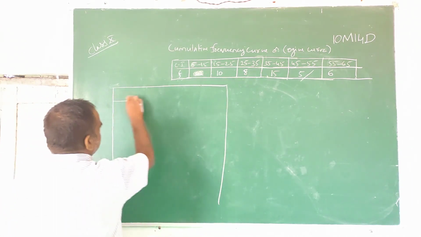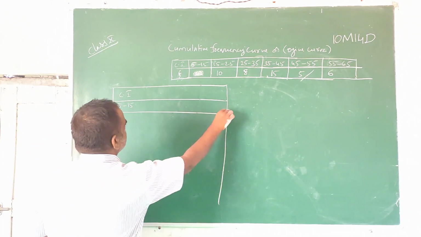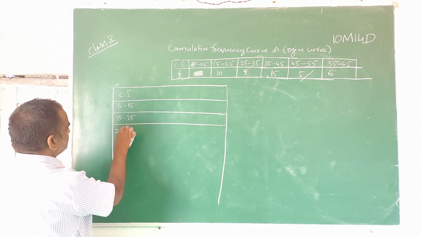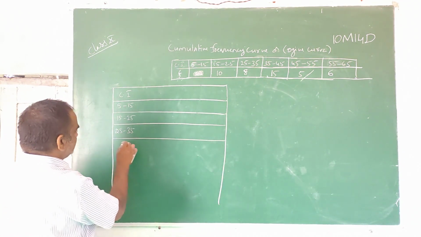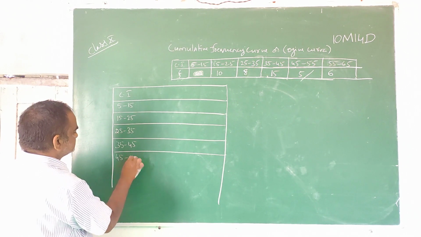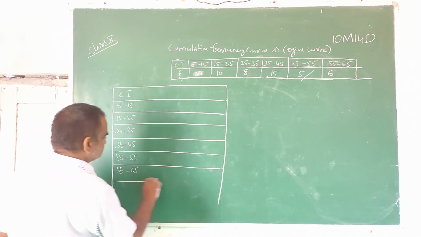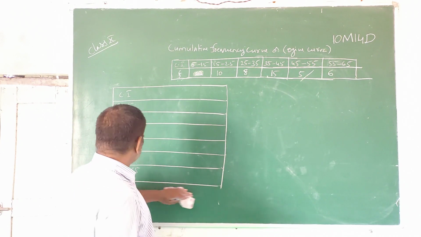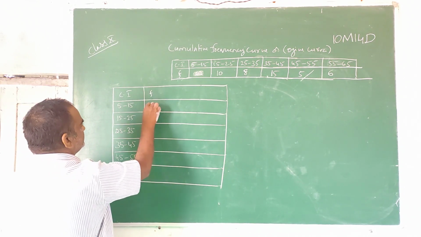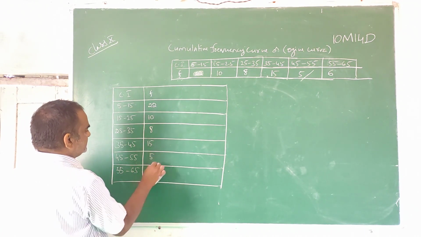These are the usual classes, class intervals: 5 to 15, 15 to 25, 25 to 35, 35 to 45, 45 to 55, 55 to 65. Now the usual frequencies: 22, 10, 8, 15, 5, 6. This is the usual frequency.